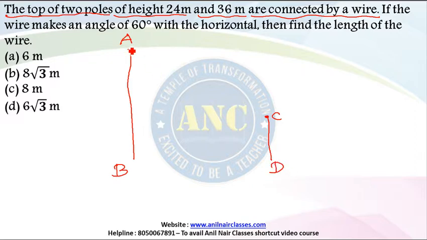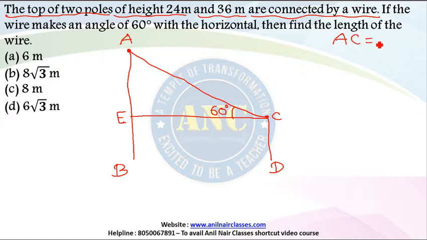The top of two poles are connected by a wire. That wire is nothing but AC. I hope the first statement is clear. If the wire makes an angle of 60 degree with the horizontal, this is the horizontal line EC. This wire is making an angle of 60 degree with the horizontal. Then find the length of the wire.